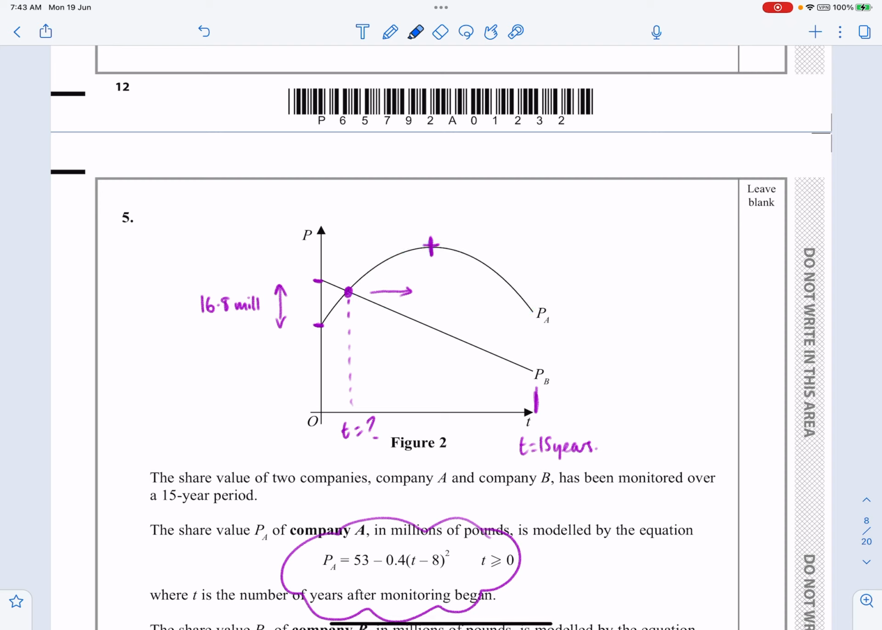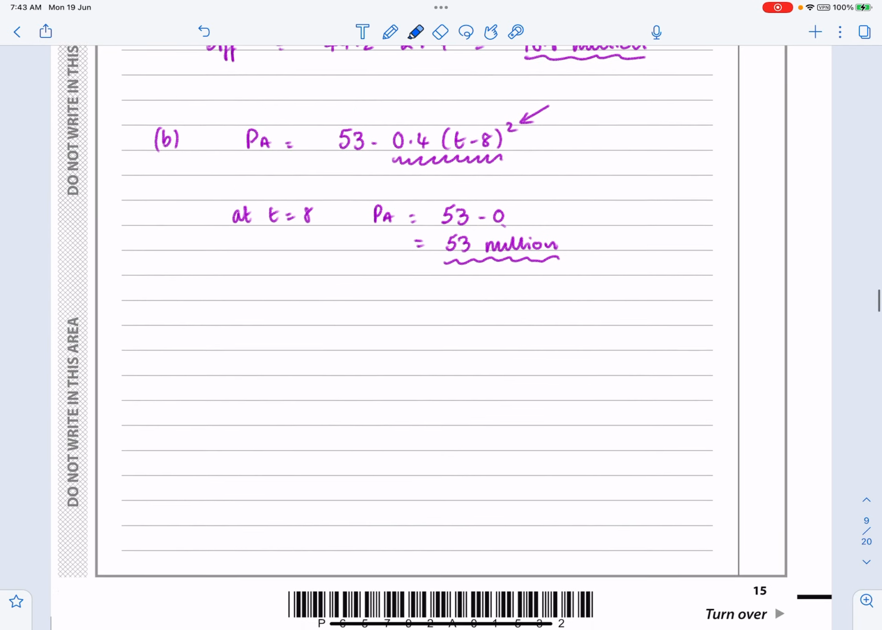So my game plan is to work out PA equals PB, and when I find that time there, it'll be t greater than 1 year, 2 years, whatever the answer is going to be. We can see from the model that in the time period of 15 years here, PA will always stay bigger than PB. So I don't need to worry about an upper limit. It's just going to be whatever that lower limit is.